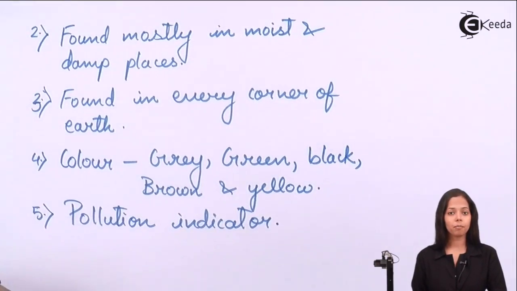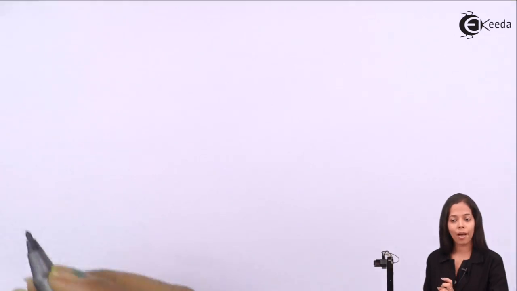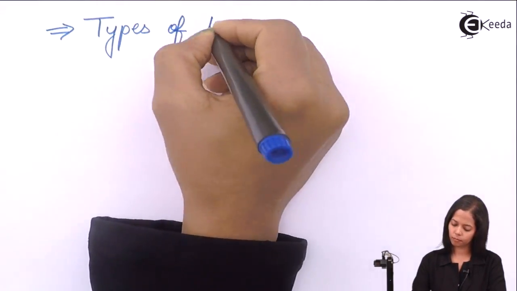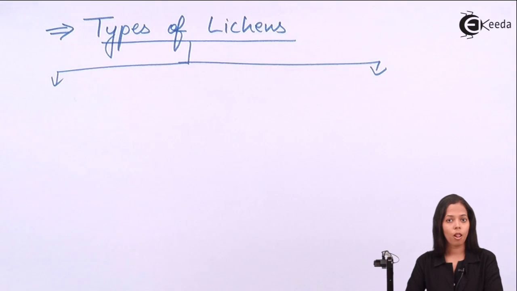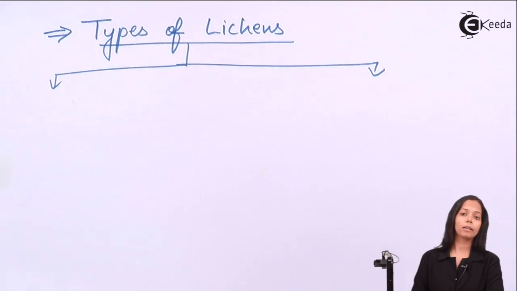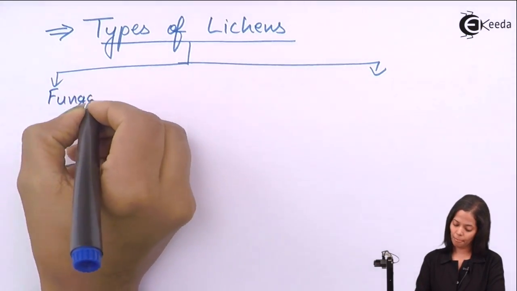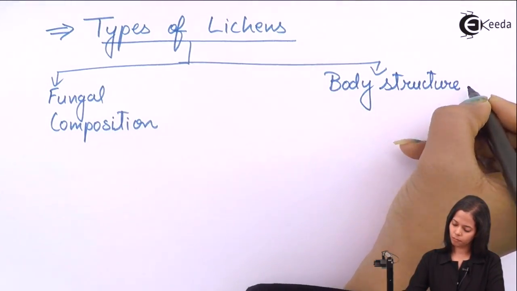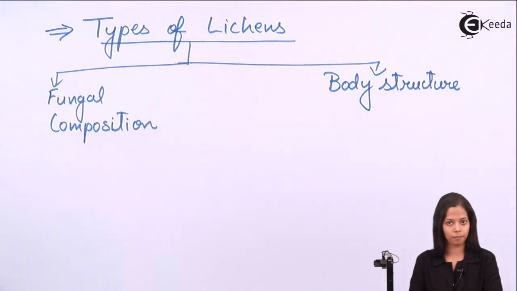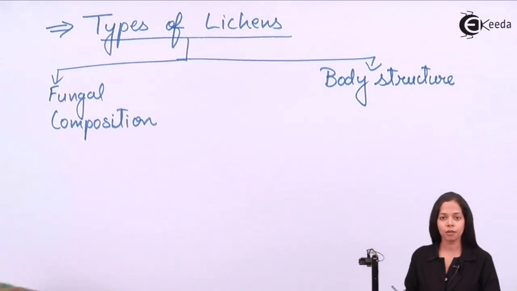Now we are going to study types of lichen. Speaking about types of lichen, they are categorized into various categories, but on the basis of 2 concepts, or we can say 2 factors. Let's see what those 2 factors are. The 2 factors are, first of all, the fungal composition, and the second factor is body structure. Now under this we have further 3 types. Now we are going to study types under each factor.